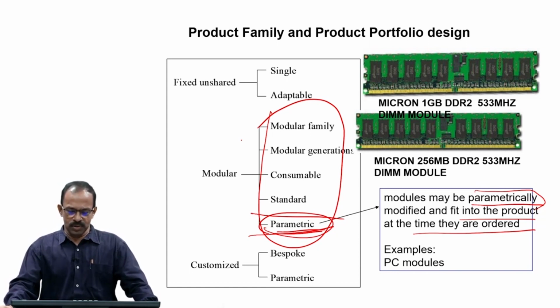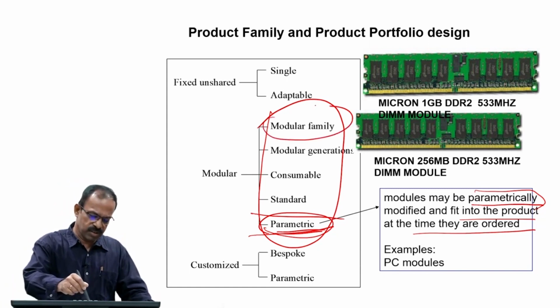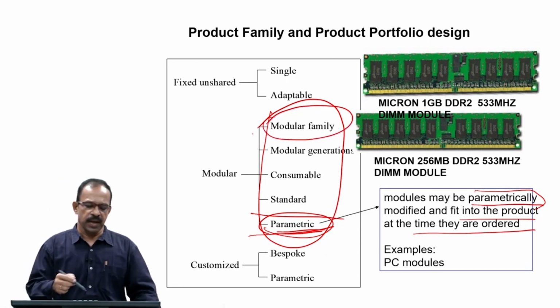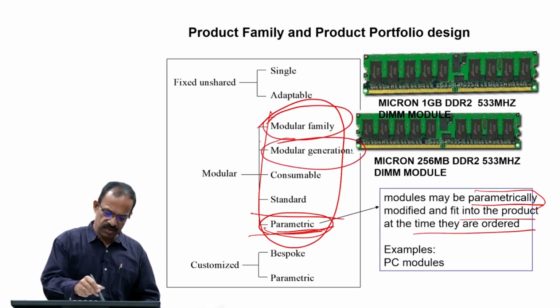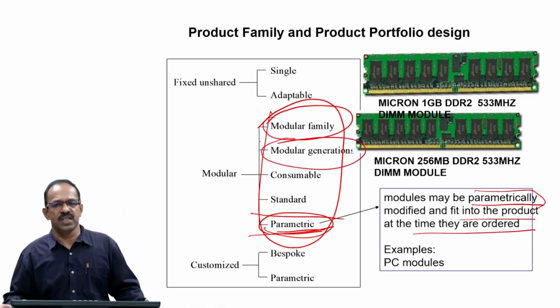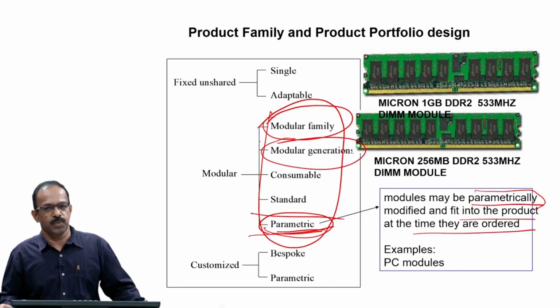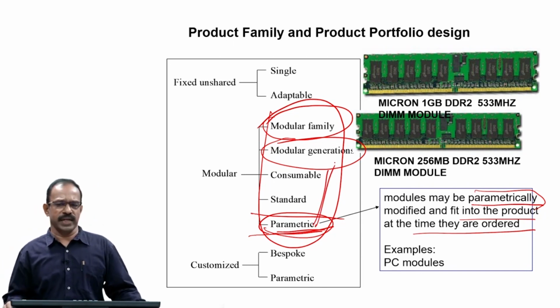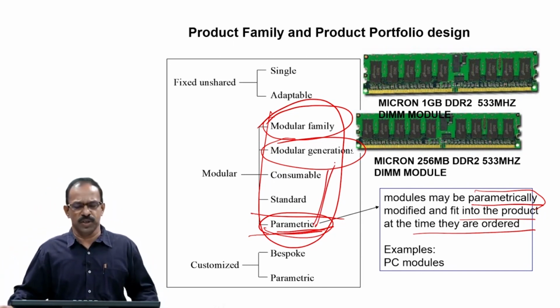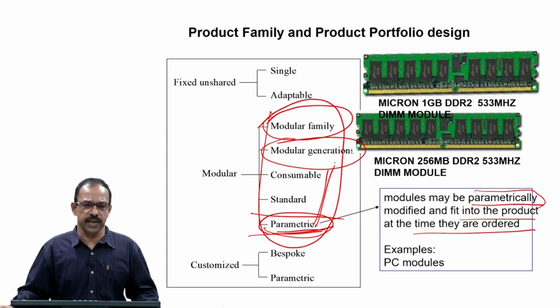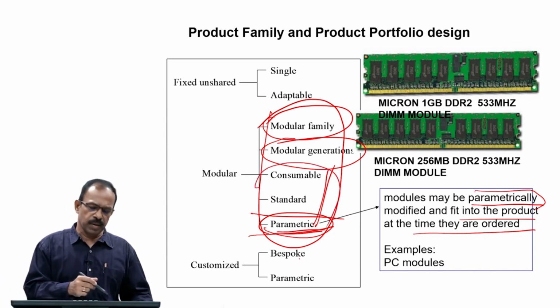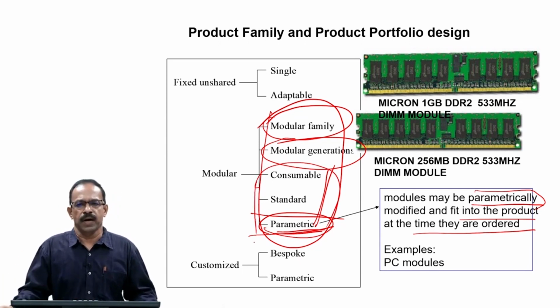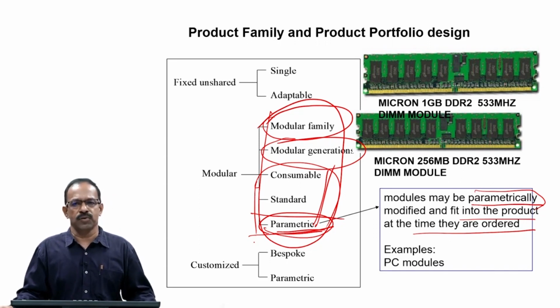And as you saw, the modular family is the most commonly used one, and modular generation is considered whenever there is an expected change in some of the requirements of the customer over a period of time, and others depend on the product's architecture rather than the customer's requirement. Of course, customer requirement also plays a role, but it is more from the designer's point of view to offer this kind of architecture. So, that is the modular architecture for portfolio design.